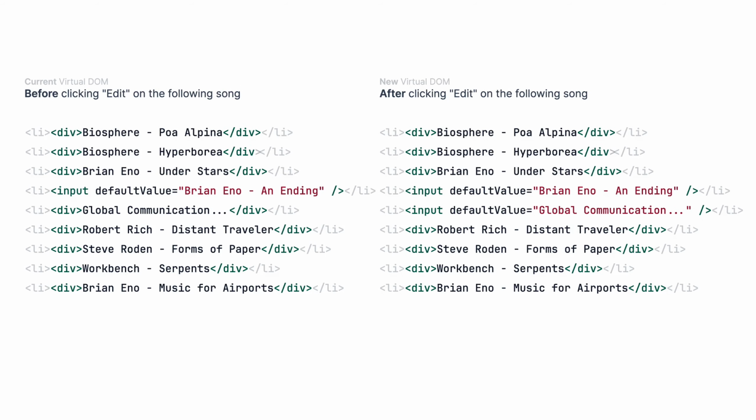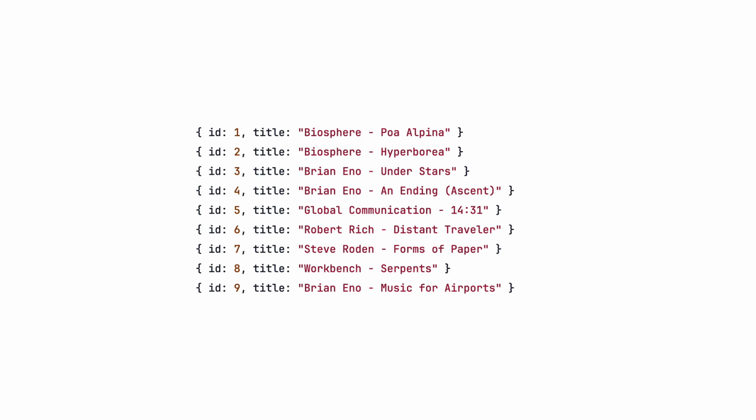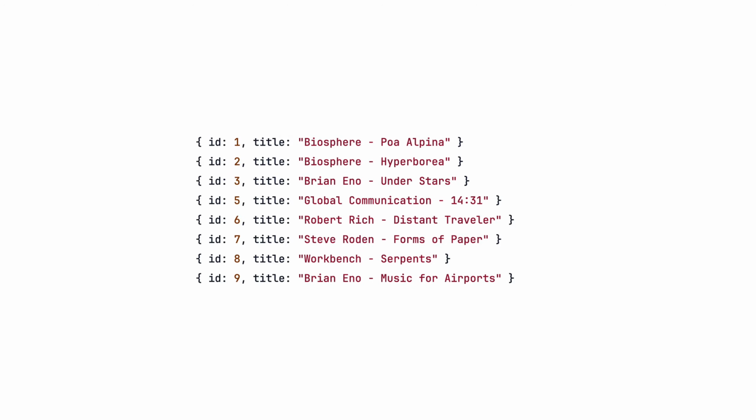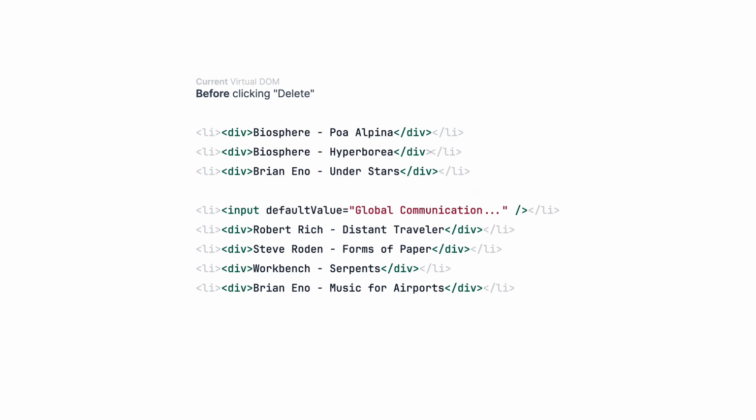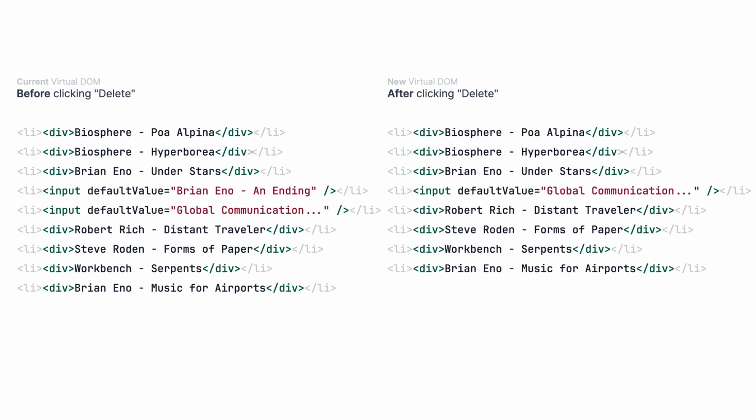Then, when you try to delete the fourth song, the interface becomes inconsistent. So what's happening here? When we call setActiveSongs again, the old state which included Brian Eno, On Ending, is replaced with a new state without this song. This again triggers a re-render, and React starts comparing the current virtual DOM with the new one. It compares element by element.